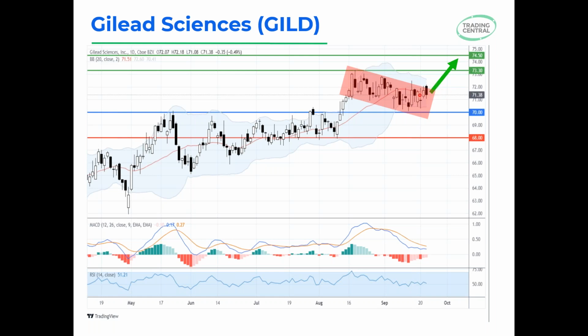Well, we call this a channel. Okay, a bearish channel, and let's see if we will break out of this channel. If it does, it will revisit the previous high of 73.3, and then the next upside target should be 74.5.